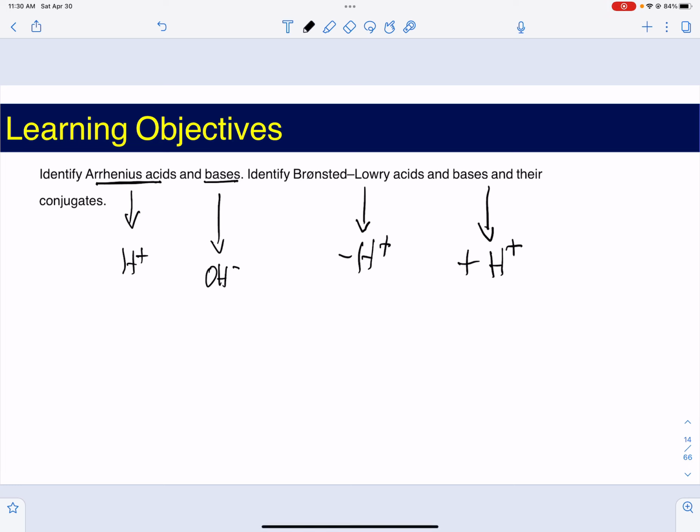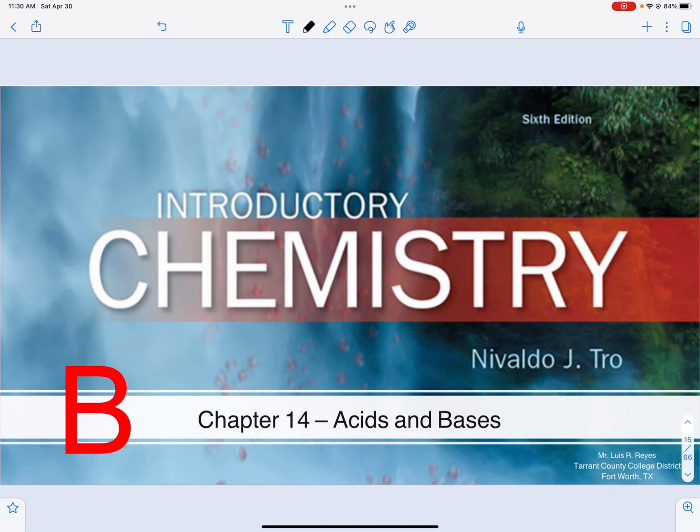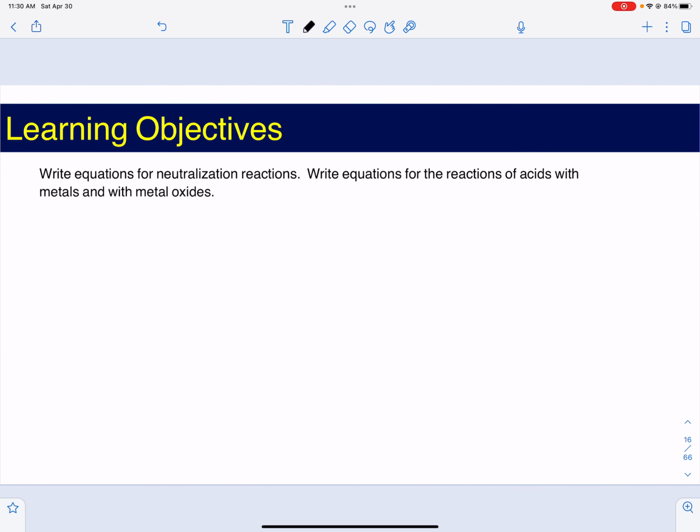And we learned about what the conjugate is. If an acid loses a hydrogen, whatever remains, that's your conjugate base. If a base gains a proton, whatever you form is your conjugate acid. So once you do that, like I said, we're done with this part of the lecture. And when we come back, we will go into different types of acid-base reactions, neutralization reactions, also reaction of acids with metals and metal oxides.